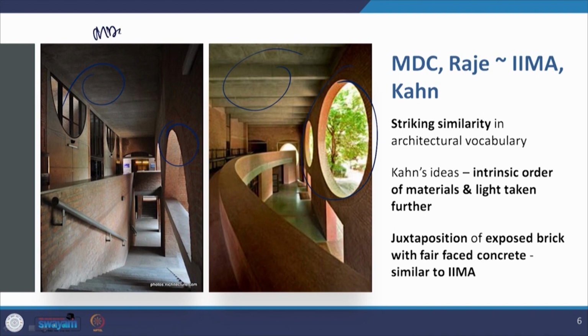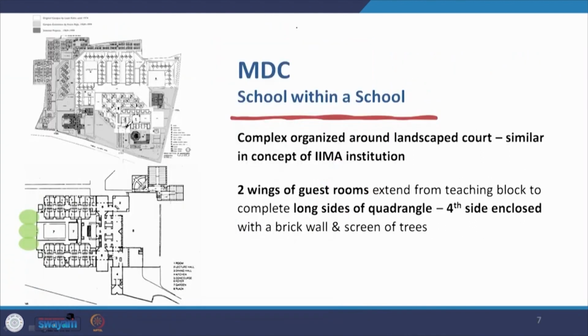This is the example of IIM Ahmedabad, the main campus designed by Kahn. So, MDC happens to be a school within a school. It is a school within IIM Ahmedabad. It is a complex which is organized around a landscaped court similar to the idea of the Louis Kahn Plaza, around which the institutional area of the old campus was designed. So, we have the Louis Kahn Plaza here, we have the lecture theatres, the library, the faculty wings, and we have the dormitories behind it. Now, these 3 dormitories that you see have been designed by Anant Raje, whereas this entire set has been designed by Kahn.